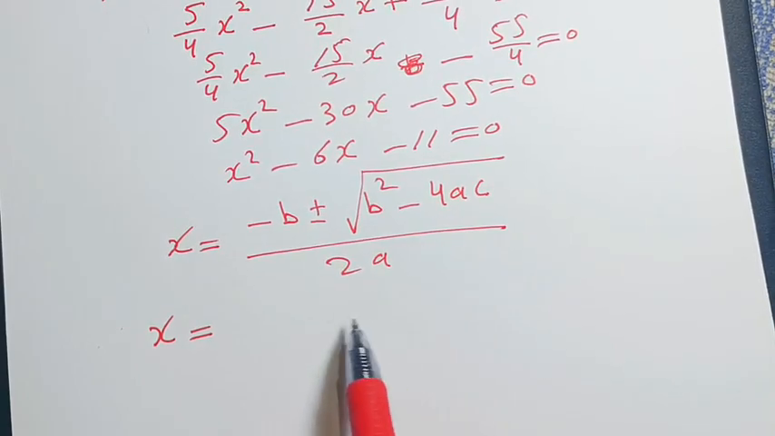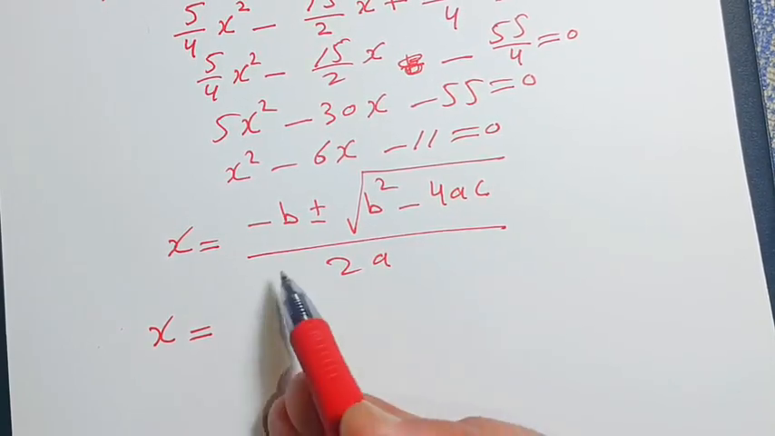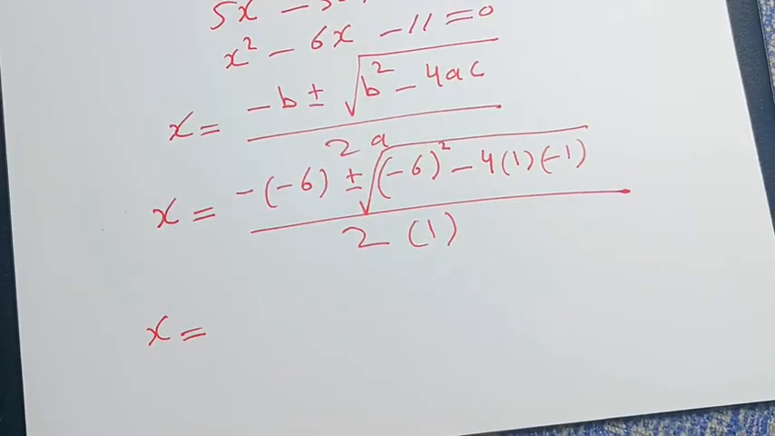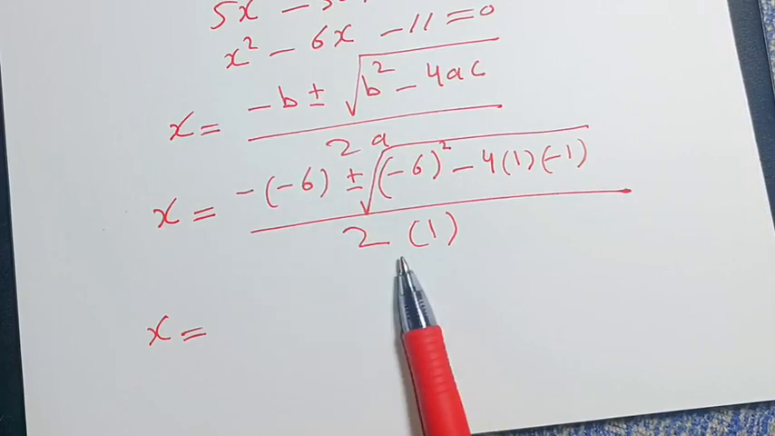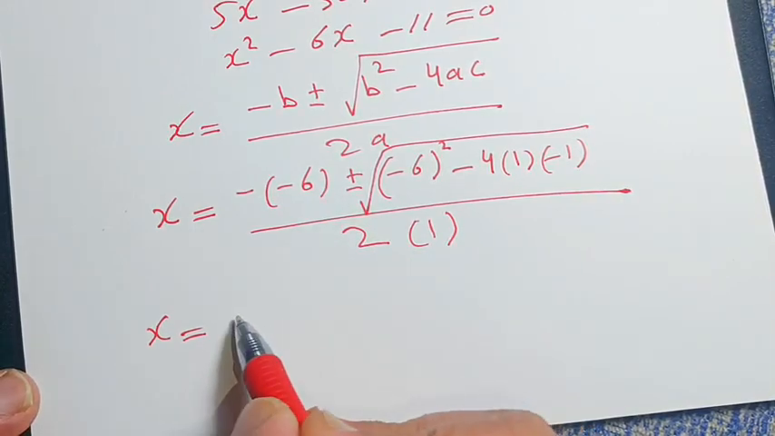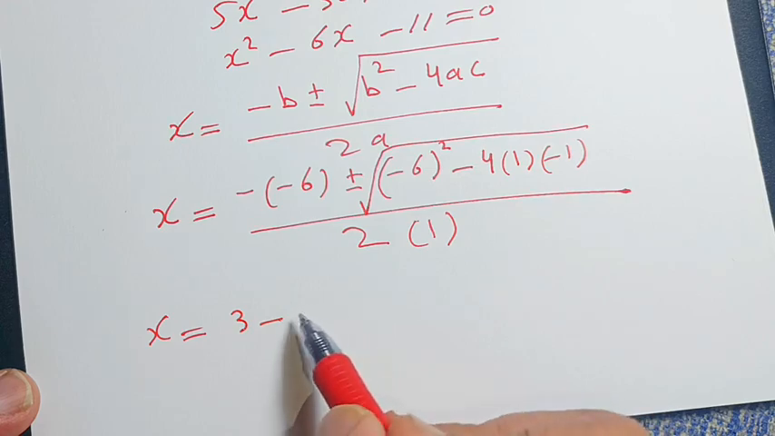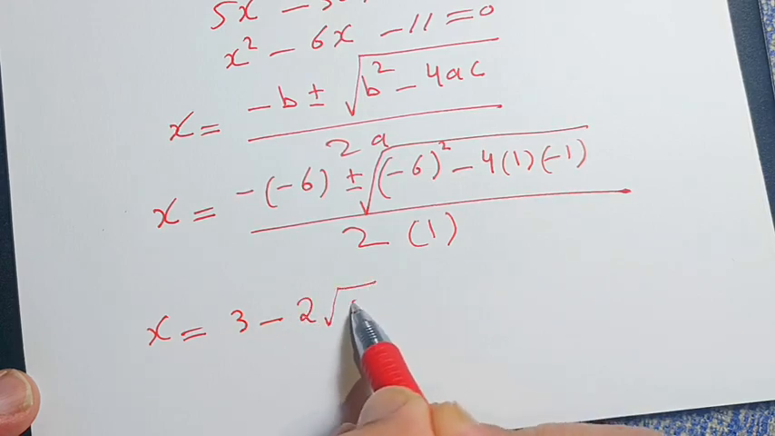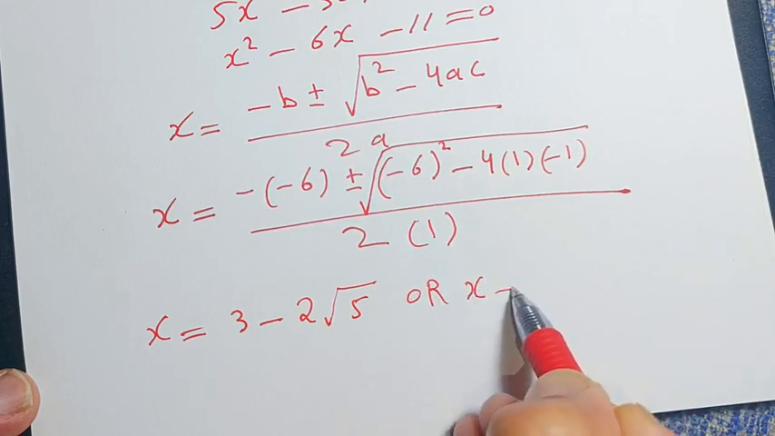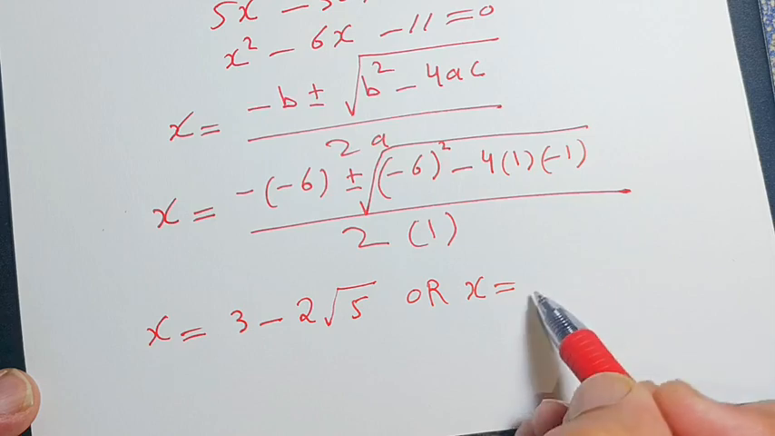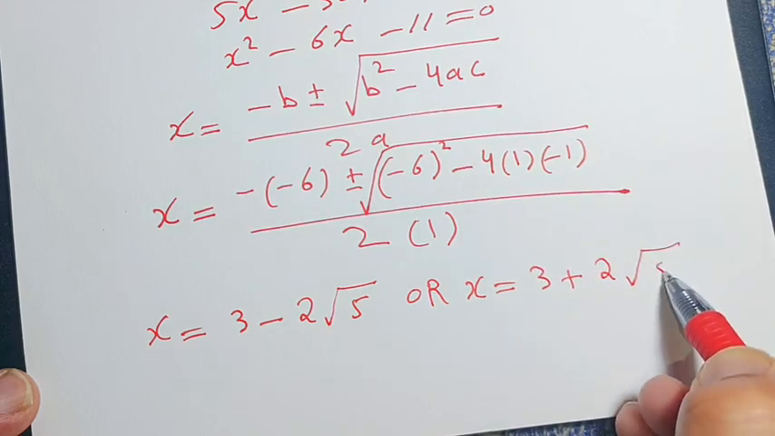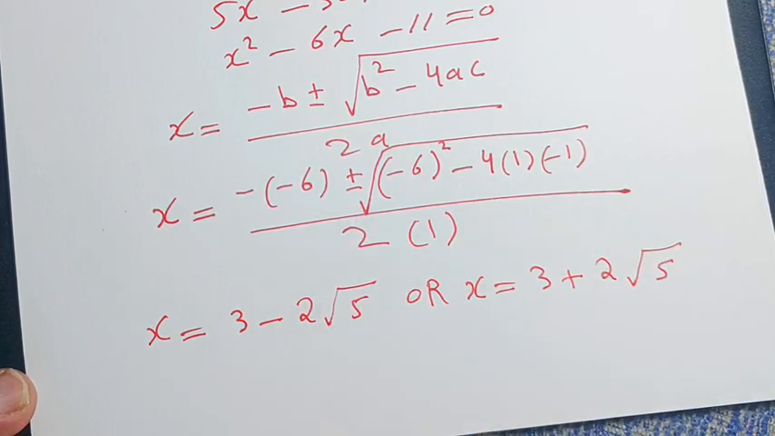So I'm going to use the quadratic formula here. I'm going to substitute all the values into this formula. Now I'm going to simplify with the calculator. After I simplify, x is equal to 3 minus 2 multiply 5 root, or x is equal to 3 plus 2 multiply 5 root. One time I add, one time minus.